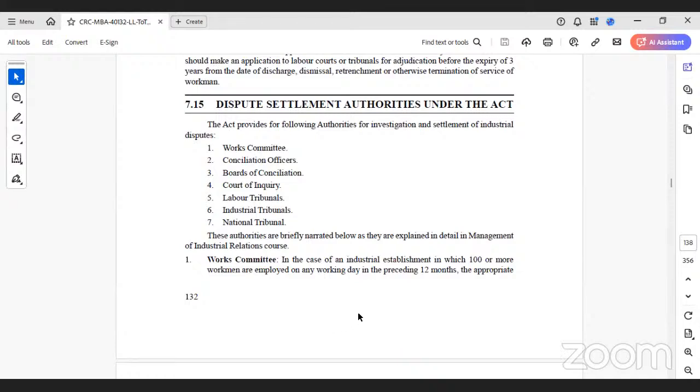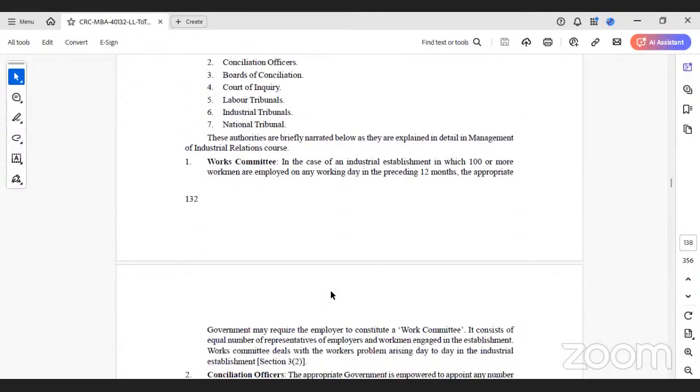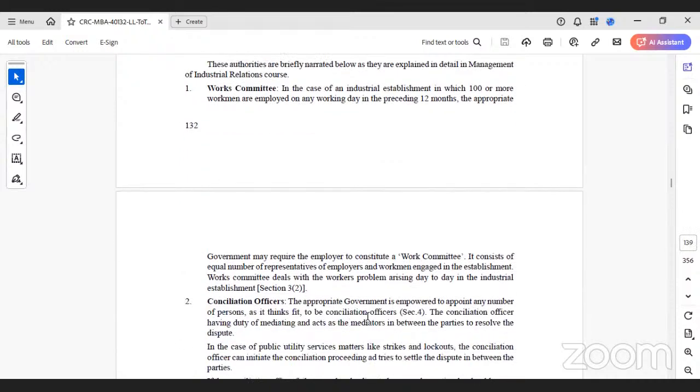So in an industrial establishment where 100 or more workmen are employed on any working day in the preceding 12 months, the appropriate government may require the employer to constitute a works committee. The works committee consists of an equal number of representatives of the employers and workmen. They call upon both parties, hear both parties, and try to come to a solution, and the solution is conveyed to the parties.